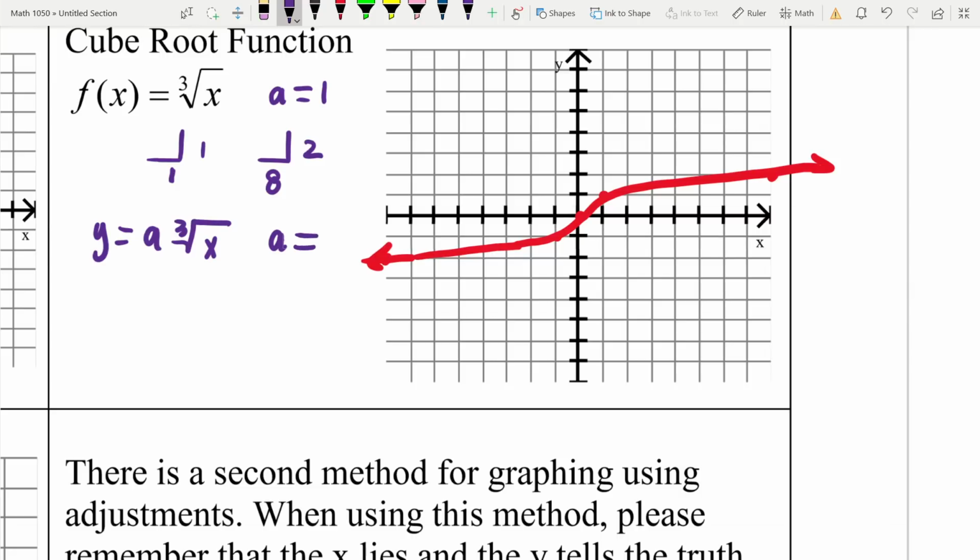What if a is not equal to 1? You do the same thing we've done on all of them. So you duplicate that stretch, 1, 1, 8, 2, but you take your vertical numbers and times them by a. So 1 times a is a, 2 times a is 2a.